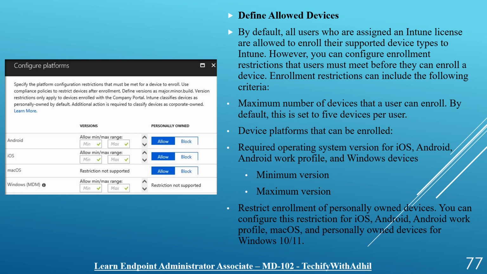You can configure this restriction for iOS, Android work profile, macOS, and personally owned devices for Windows 10 and 11. So you'll be seeing a similar screen from your Intune admin center. You can have the minimum and a maximum, allow or block. So you can set the settings so that it should be allowed within this range or it should be blocked within this range. Same for iOS, macOS, and Windows MDM.